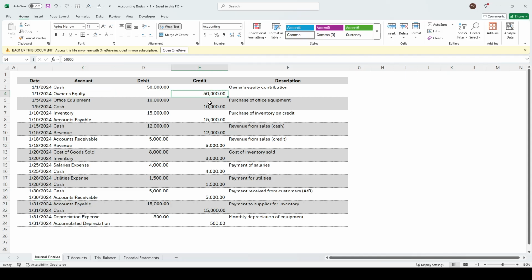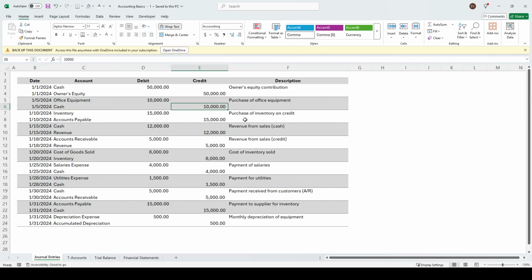The next journal entry we have here is the owner purchased office equipment of $10,000. So again, we had an increase in office equipment, which is technically an asset. So here there is going to be a debit of $10,000. But because the owner paid this with cash, we're going to have to create a credit entry to display the decrease in cash. And so you'll see cash is credit of $10,000.